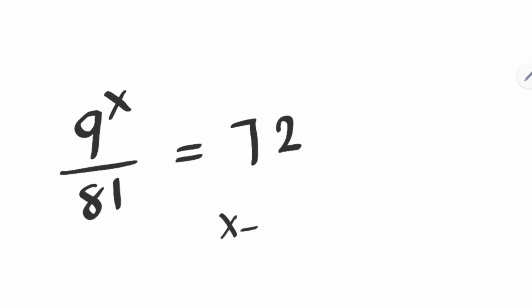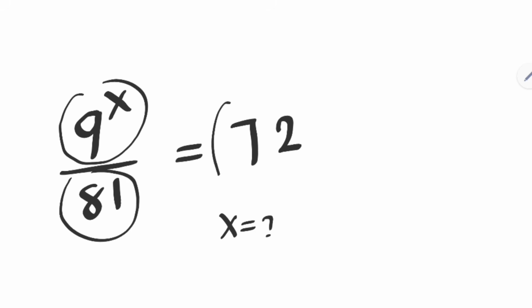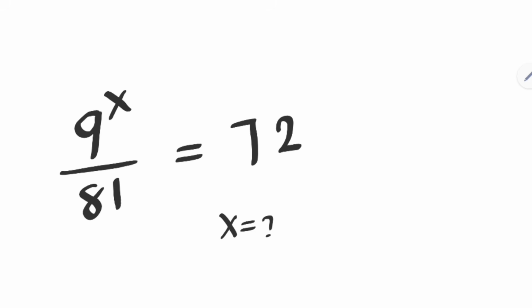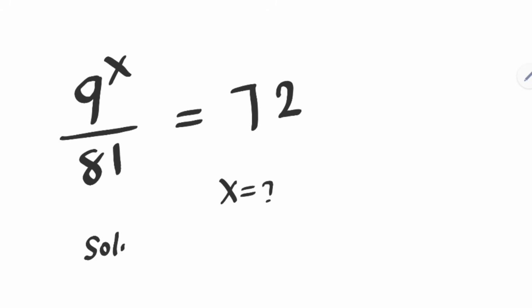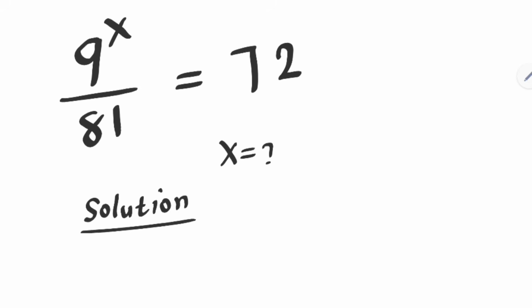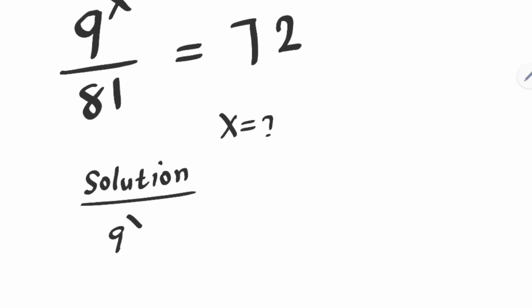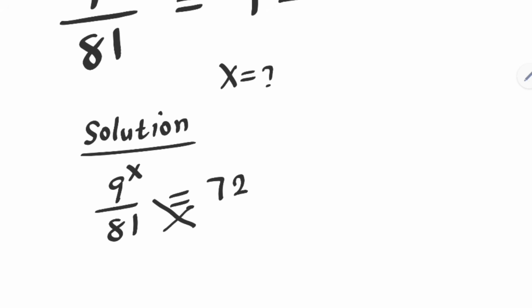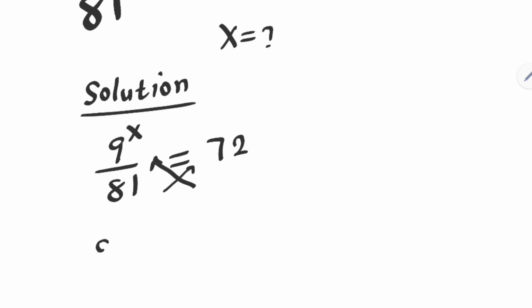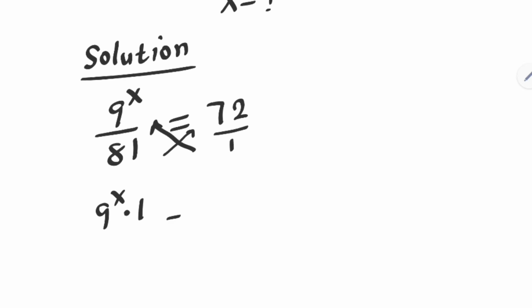Let us solve for x given 9 raised to power x divided by 81 is equal to 72. The given equation is 9 raised to power x divided by 81 is equal to 72. Let us cross multiply. 9 raised to power x multiplied by 1, because this is over 1, is equal to 81 multiplied by 72.